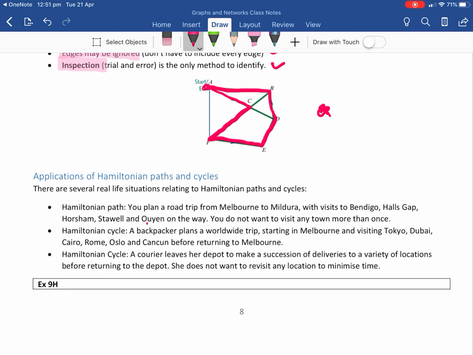A Hamiltonian cycle: a backpacker plans a worldwide trip starting in Melbourne and visiting Tokyo, Dubai, Cairo, Rome, Oslo, and Cancun before returning to Melbourne. And the last one, a Hamiltonian cycle: a courier leaves her depot to make a succession of deliveries to a variety of locations before returning to the depot. She does not want to visit any location twice, to minimise time. So these are all reasons.